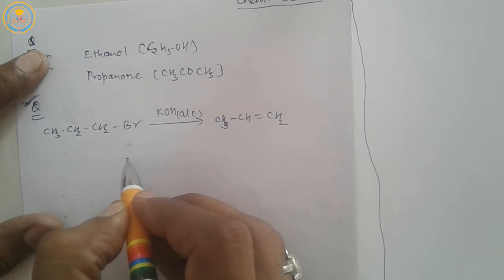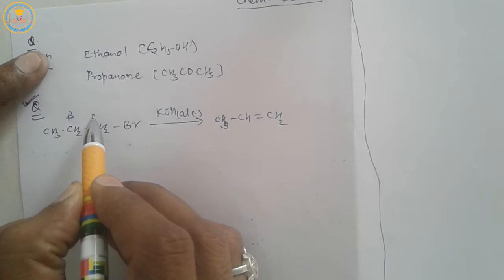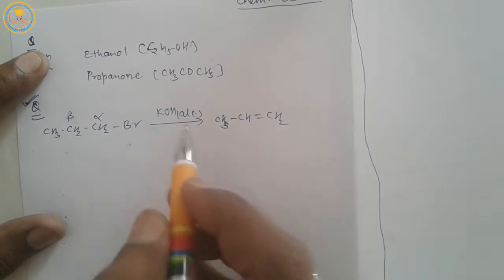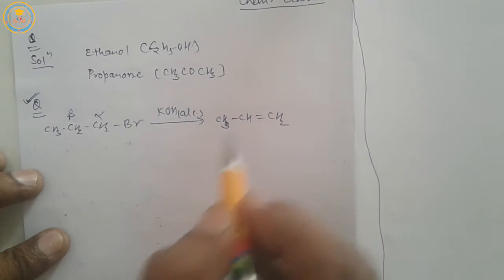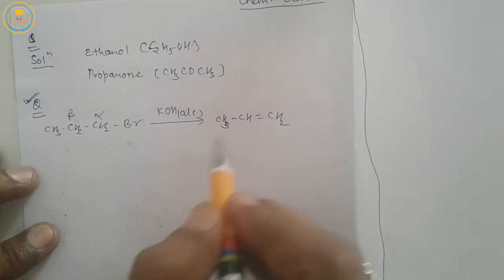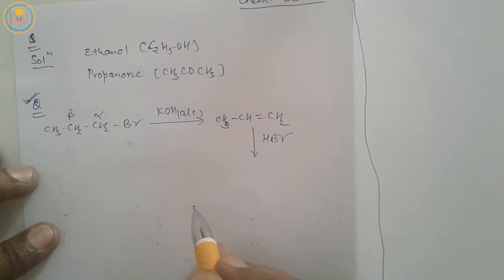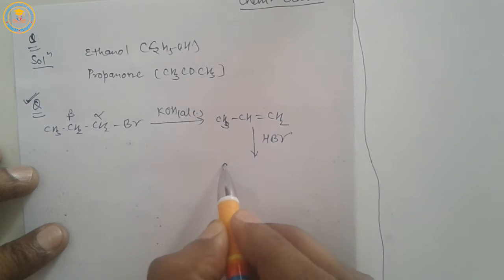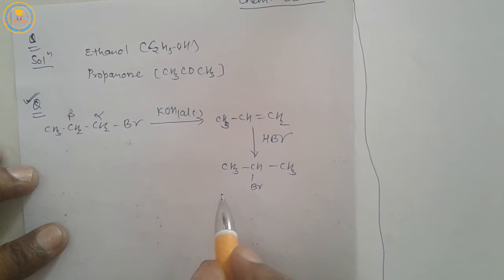Here, H atoms from the beta carbon and halogen atoms from the alpha carbon are removed. So propene is formed after dehydrohalogenation. And propene reacts with HBr, which is a polar molecule. Then, according to Markovnikov rule, 2-bromopropane is formed.